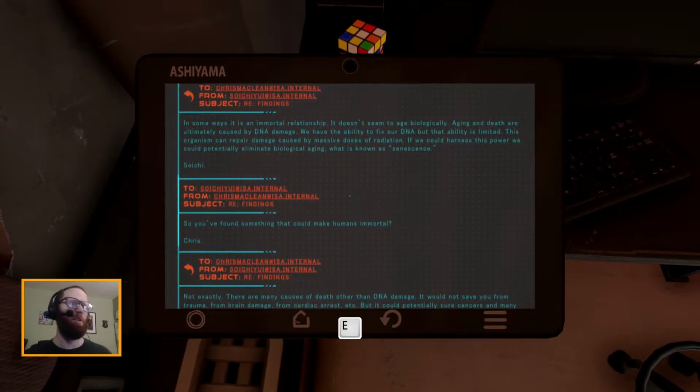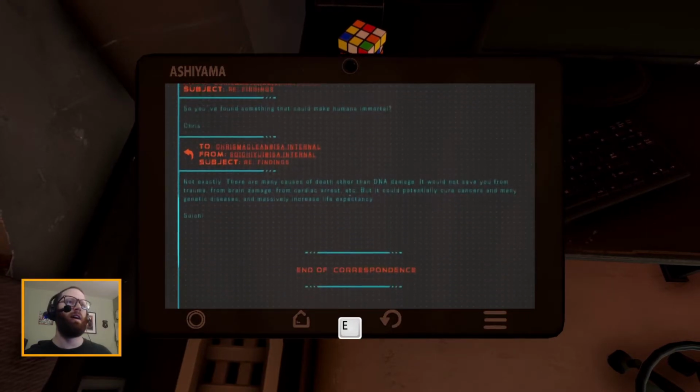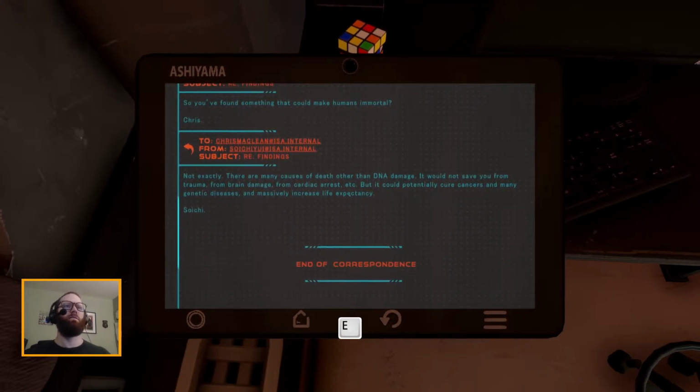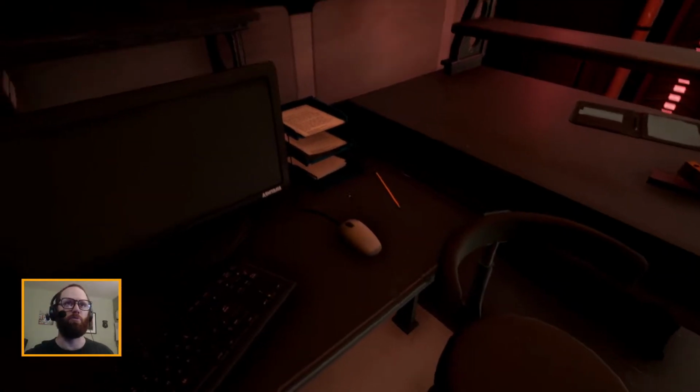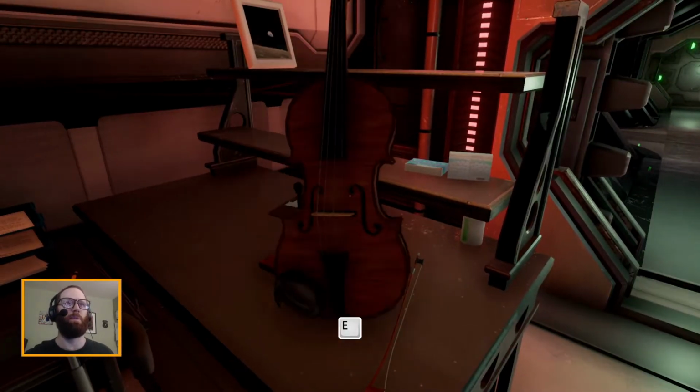So you found something that can make humans immortal. Not exactly. There are many causes of death other than DNA damage. It will not save you from trauma, from brain damage, cardiac arrest, etc., but it could potentially cure cancers and many genetic diseases and massively increase life expectancy. Okay, fine. Well, then do it. That's what he said, probably.